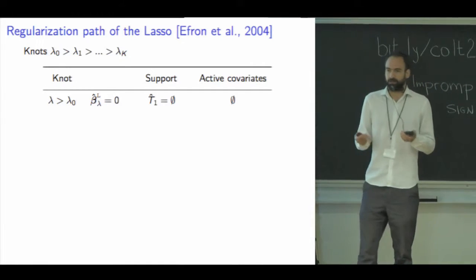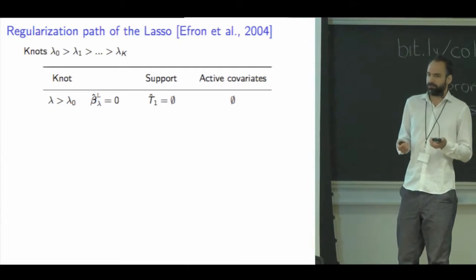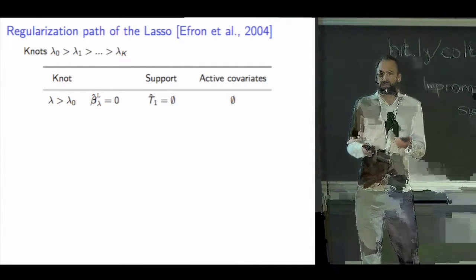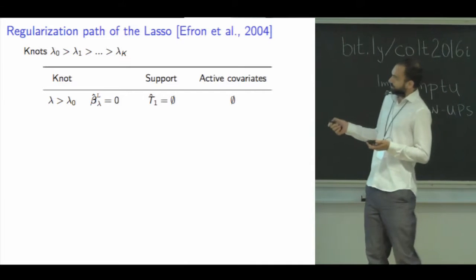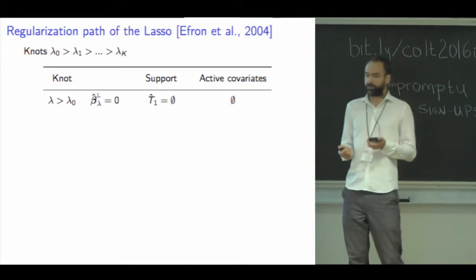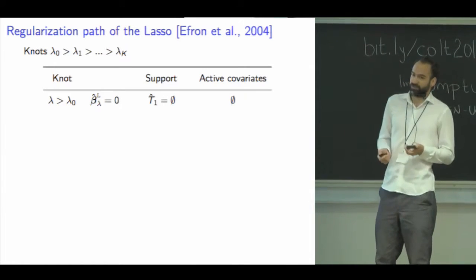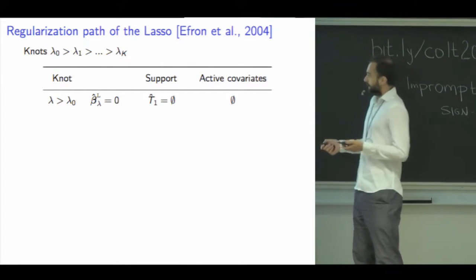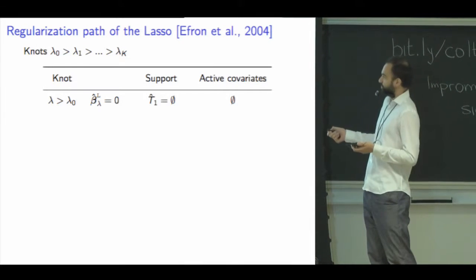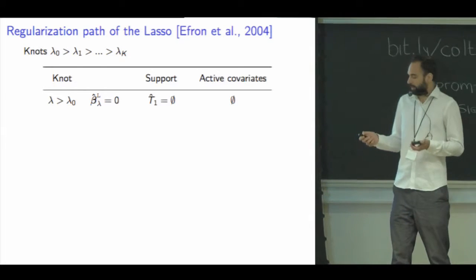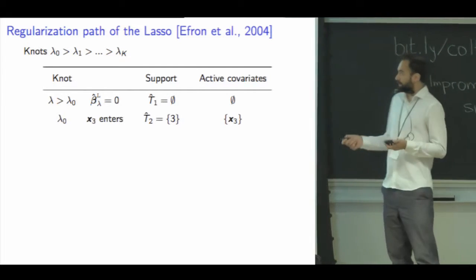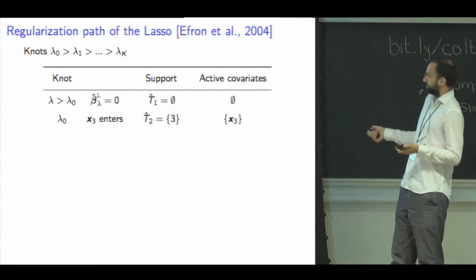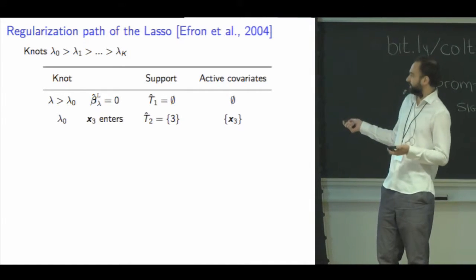It appears that this Lasso estimator enjoys something that has been called a regularization path. So it comes from this paper by Efron et al., which is the LARS paper, least angle regression. And it appears that there is a finite set of tuning parameters. So the first is the largest one. And so for all tuning parameters larger than lambda naught, the Lasso estimator is 0. So the support is the empty set, and there are no active covariates. And at the first knot, at lambda naught, one covariate enters the Lasso, enters the active set. So the support contains one covariate, and the active covariates contain X3 here.